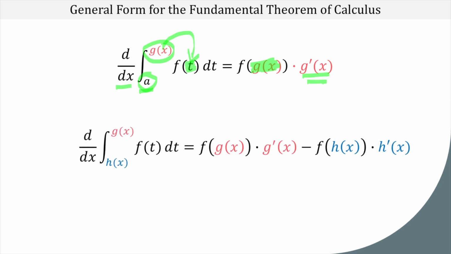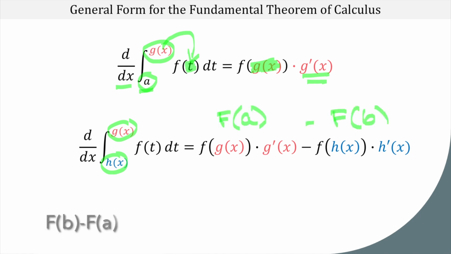What if both the bounds are functions? So if you have h of x on the bottom and g of x on the top, same thing. You have the fundamental theorem of calculus here, f of a minus f of b. But each time you are plugging in a function, you have to take the derivative of it. So f of g of x times g prime of x minus f of h of x times h prime of x.